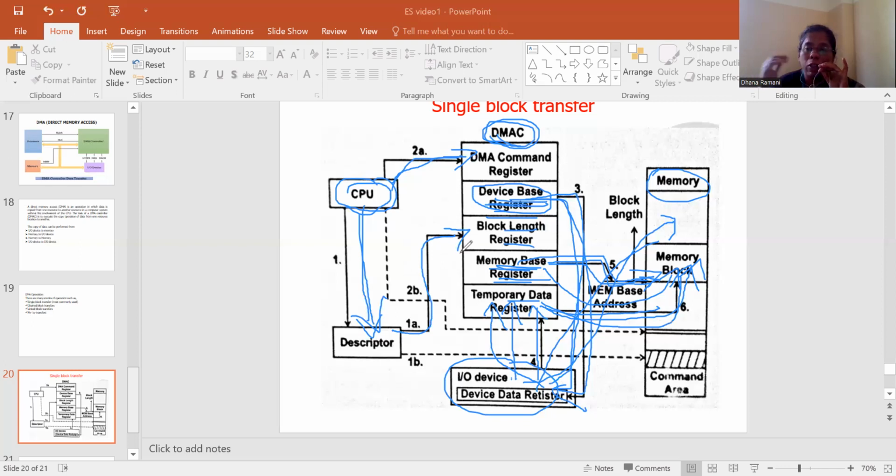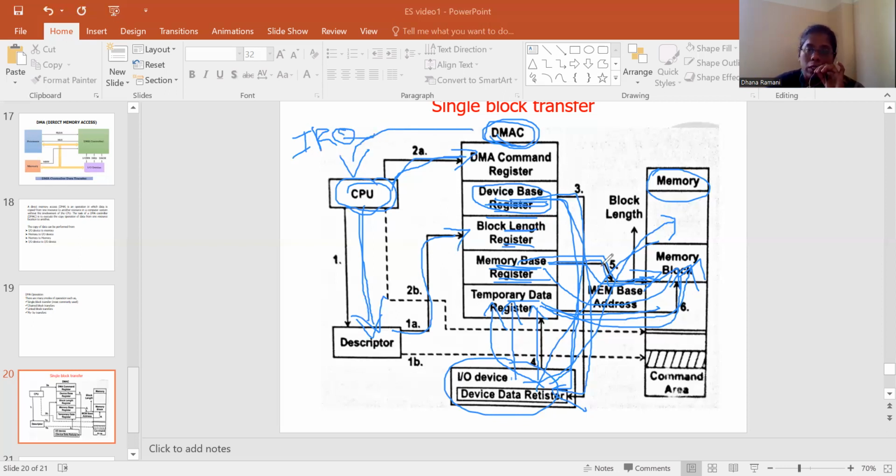So how many blocks of data have to be stored, that is given by the descriptor and stored in the block length register. So until that length is reached, this action will keep on repeating. Once that length has been reached, the action will be stopped, and then this DMA controller will send an interrupt request, IRQ, signal, saying that the process is over.